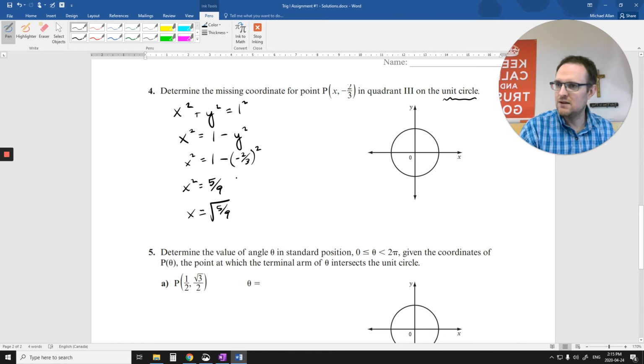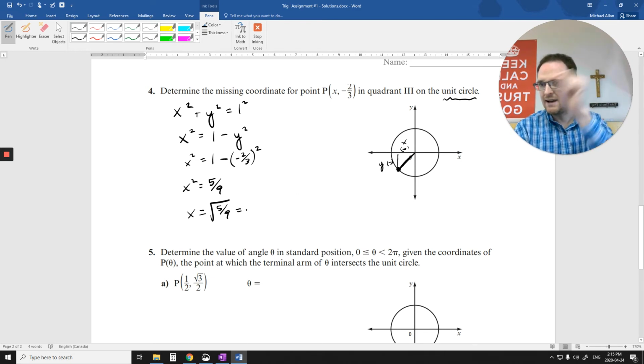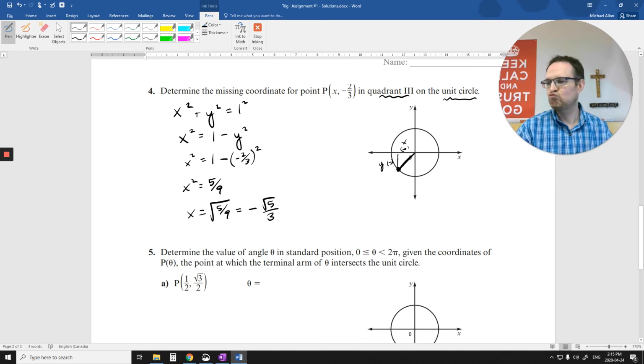Ooh, okay, this could either be, oh, it has to be in quadrant 3. If it's in quadrant 3, that means it's down here. That means my x value has to be a negative number, right? Because remember, when you take the square root, you get positive or negative. But because they're telling you it has to be in quadrant 3, my x is going to be a negative root 5 over 3. So I take the square root of the top, square root of the bottom. The 3 pops out. And then we get that number. That's pretty good.